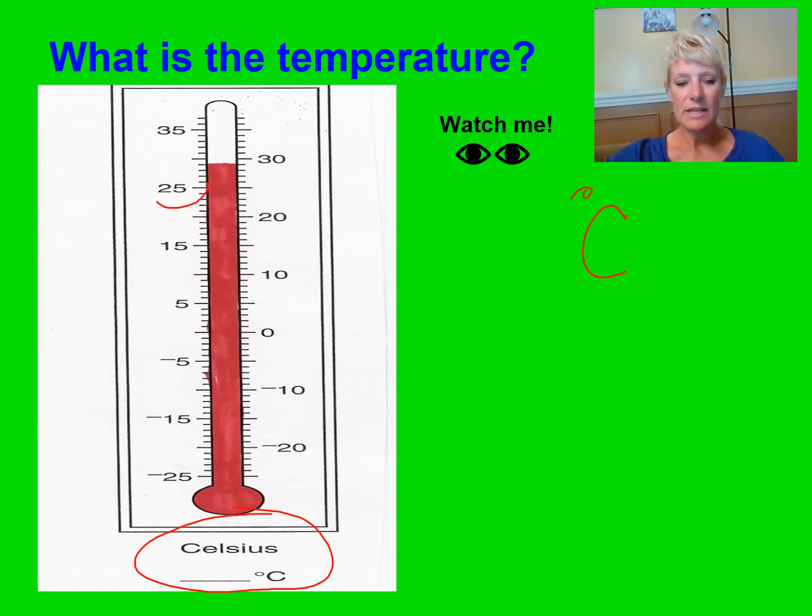So if I see that I have got 25 here and I have 30 there, if I'm counting, I know that there is actually 5 notches in between. So I see 25 and I see 26, 27, 28, 29. So this actually tells me that this is counting by ones and it's going to be 29 degrees Celsius. All right.